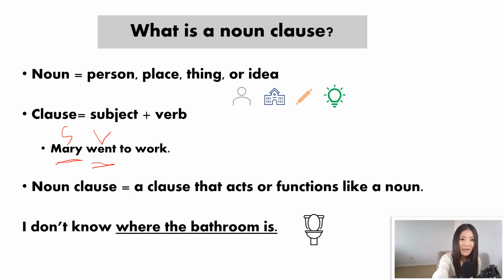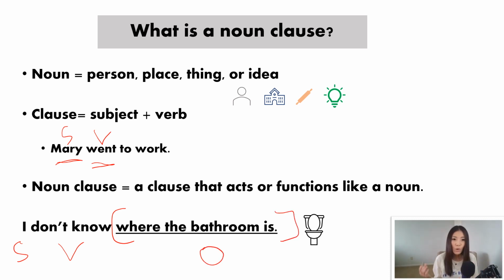In this sentence, I is my subject, don't know is the verb, and this entire clause is my object, right? What don't I know? Where the bathroom is, the location of the bathroom, right? So this entire WH clause is a noun clause because it's acting like the noun of my sentence. I hope that makes sense. As we go along with this video, I'm pretty sure that you're going to get the hang of things if you're a little bit confused right now.